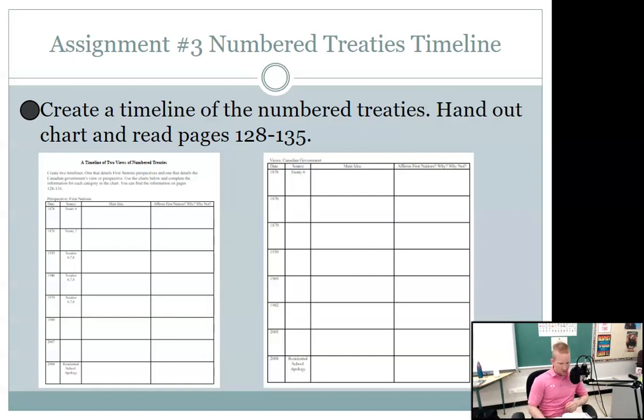Page 130. So now we're getting back to the First Nations perspective on Treaty 6. First Nations were and are independent people with their own process of government and ways of organizing their nations.